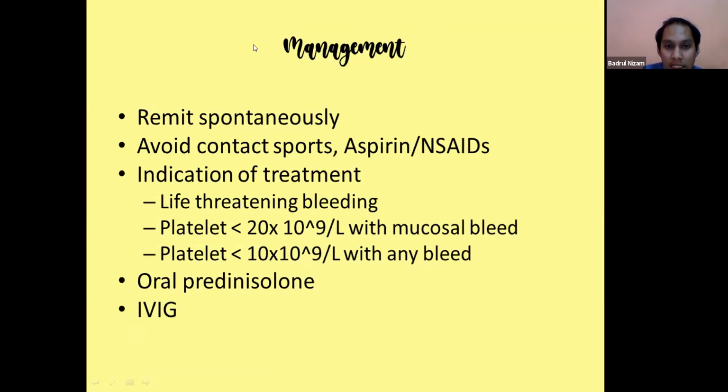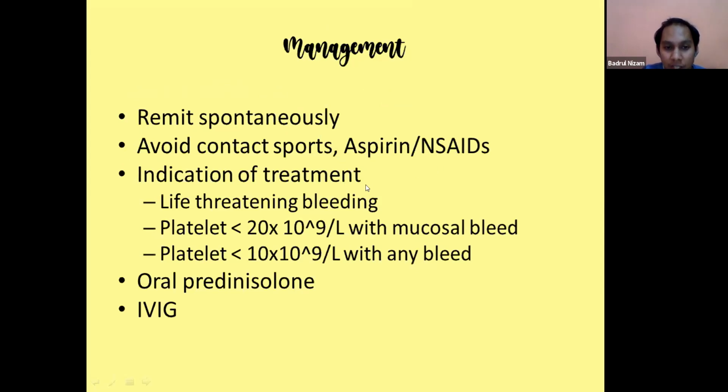So usually 80% of ITP will remit spontaneously within 6 months of the diagnosis. So usually it does not need treatment. It just requires watchful waiting management. And in ITP, we need to advise the patient to avoid any contact sport that could trigger easy bleeding, and avoid medication such as aspirin and NSAIDs.